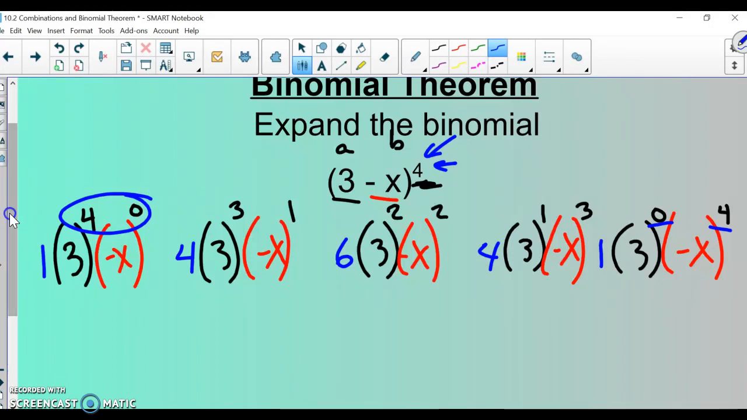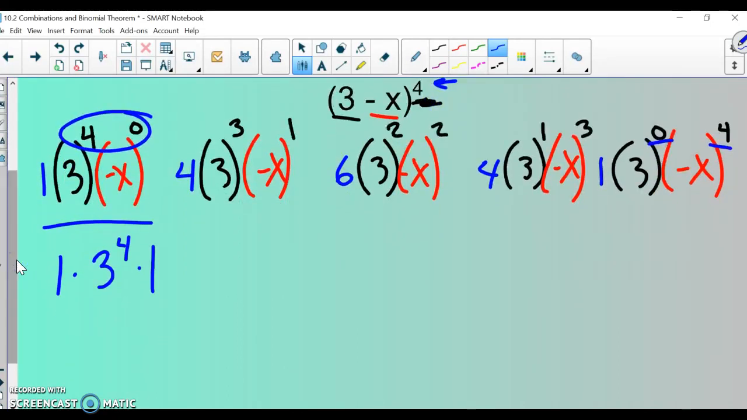Now we're just going to go ahead and start simplifying. So here, my first term, then I would work on simplifying. I would just have 1 times 3 to the 4th times 1, right? Because anything to the 0th power is 1. 1 times 3 to the 4th times 1 is just going to be 81.